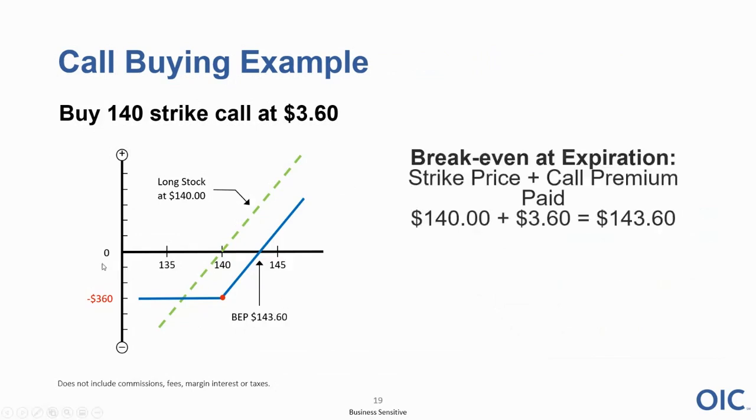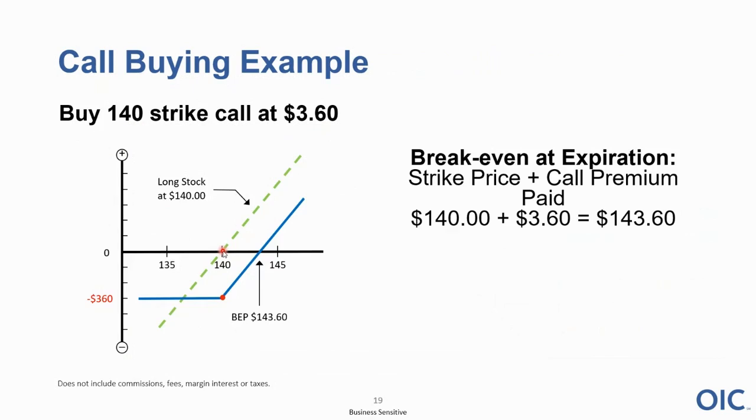So this is what we call our profit and loss chart, our risk and reward. This is our profit and loss here on the vertical graph, and this is the stock price on the horizontal. So for an example of buying a call, we're going to buy a 140 strike call for $3.60 premium. Here's where stock is, $140. The 140 strike, that strike price, this is the right at which we have to purchase those shares. And that right is going to cost us $3.60.